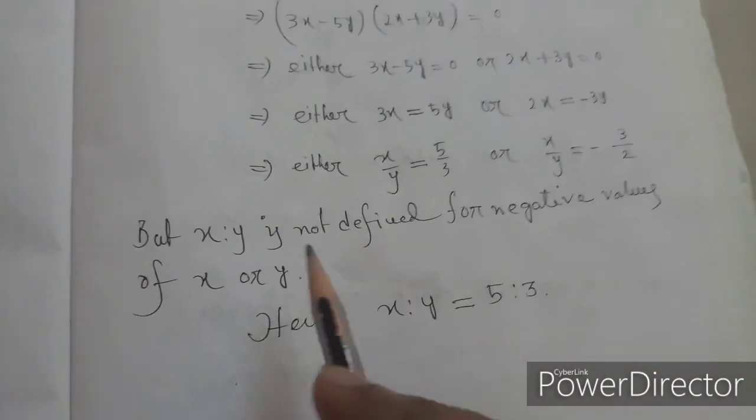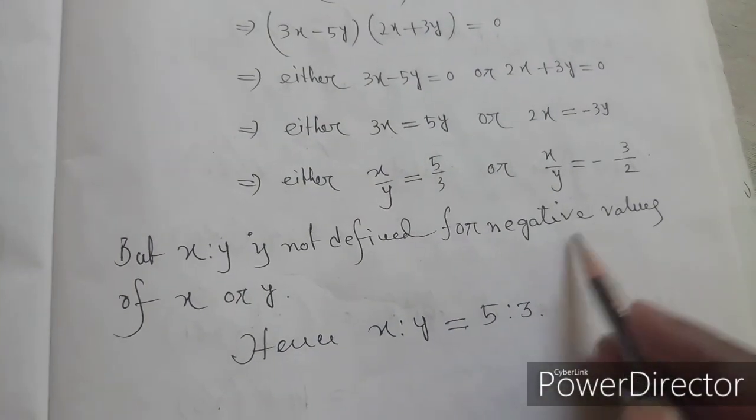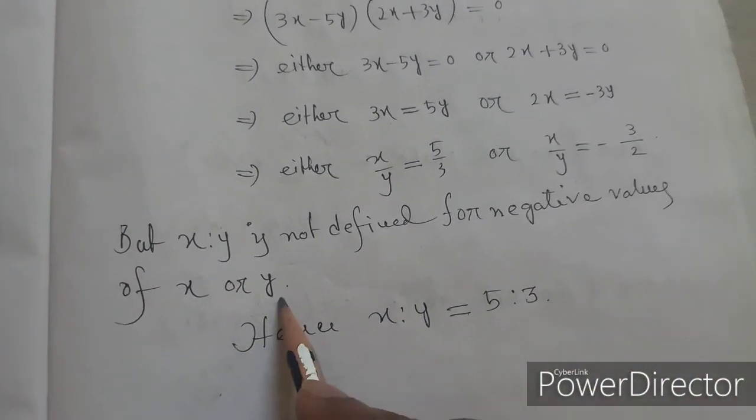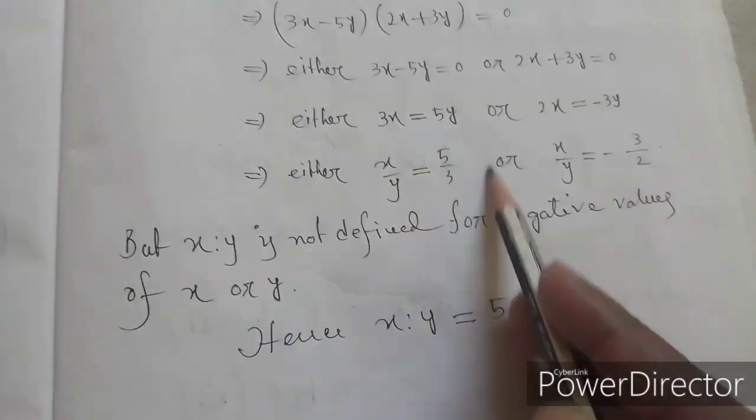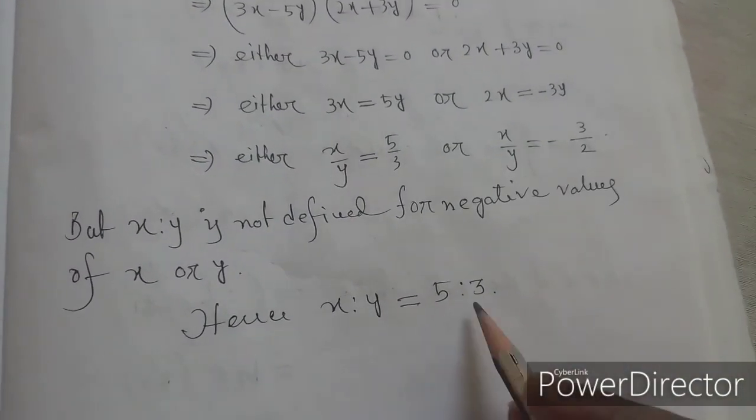Got it? But x is to y is not defined for negative values of x or y. So we are taking only the positive value. So x is to y equal to 5 by 3. Sure?